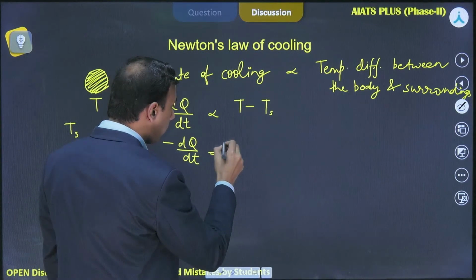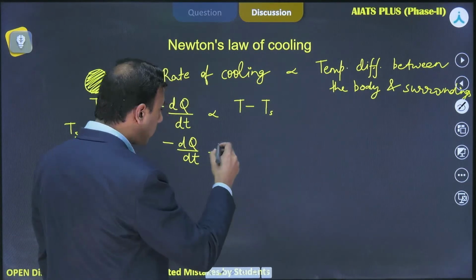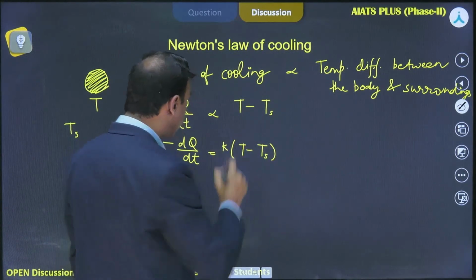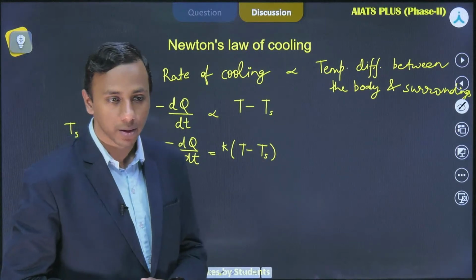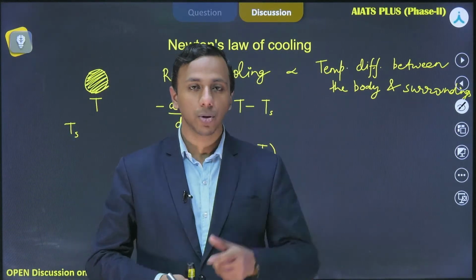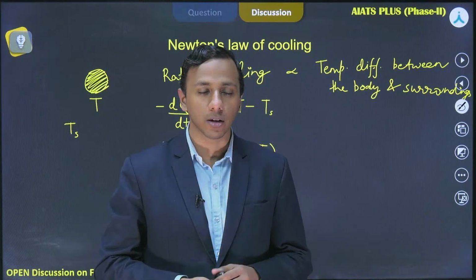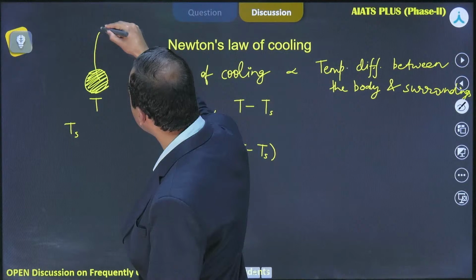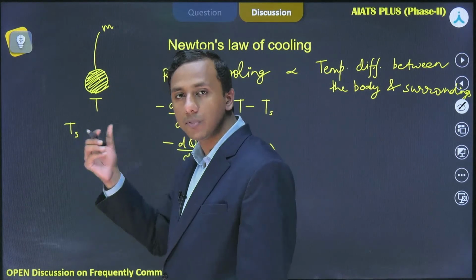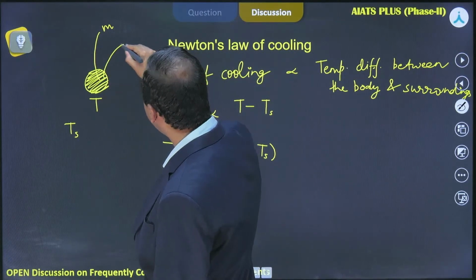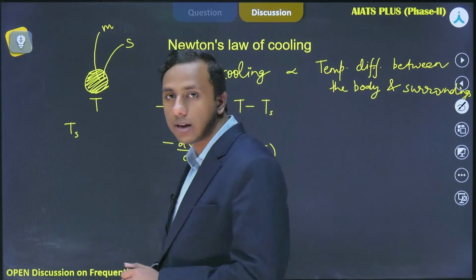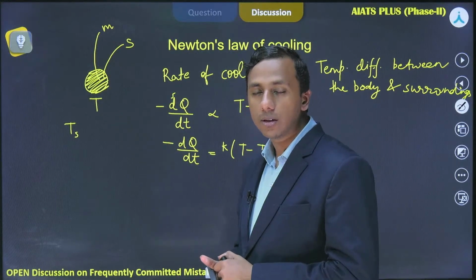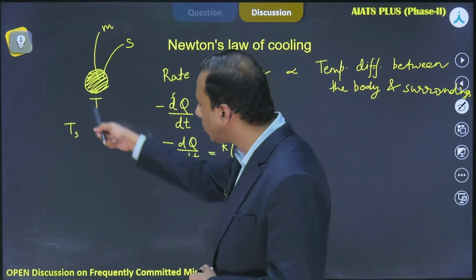Now when we remove this proportionality sign, we get a constant, right? That constant, let's say, we are calling it K, or you can call it C also if you want. K times (T minus Ts), okay? And then dq, as you already know, you have another formula for it as well, connected with the mass of the body, right? So let's say its mass is small m, and it has some specific heat as well. So specific heat of the body is, let's say, small s, right?